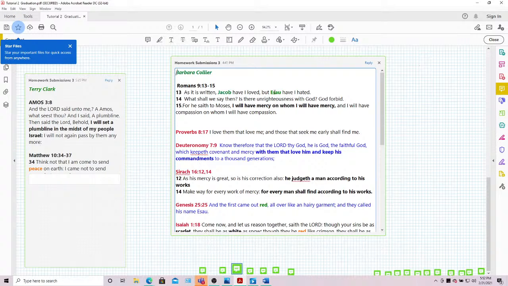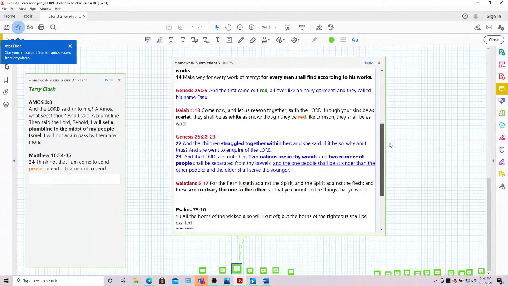And what we have to do is just remember a self-assessment. You got to put yourself in a situation. So, would you put yourself with Jacob? So as it is written, insert name here, have I loved, but insert name here, have I hated. And if you're on this side currently right now, Esau, you got to correct that while you got time in this world. So let's go down some more.